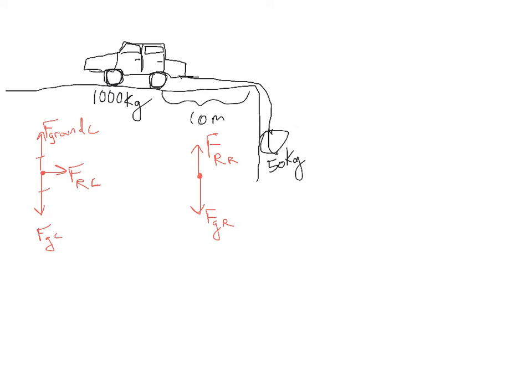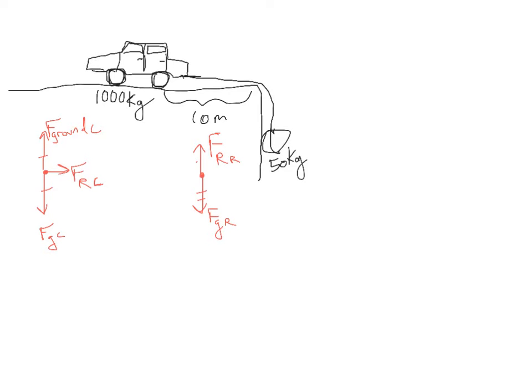Of course I cannot erase it. So I'm just going to say, hey, that is bigger than that. There we go. So the FGR is bigger than the FRR. Otherwise, it wouldn't be accelerating. Okay. Now, where do we go from here?